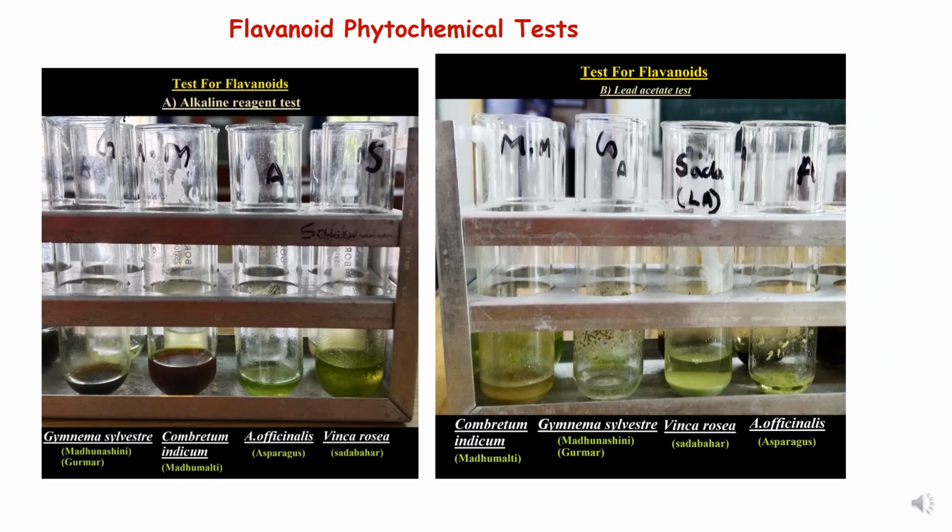So these are some more pictures which we had performed in earlier batches. You can see that in Gymnema sylvestre, a brownish yellow color has come, and in asparagus the test is negative. In Combretum indicum, you can see a slight positive test, and in Vinca rosea and Asparagus officinalis, you can see that the test is negative.